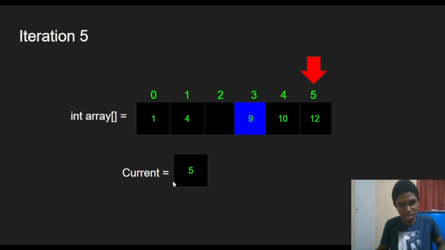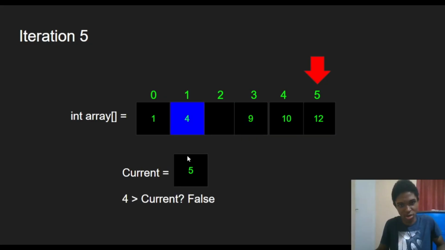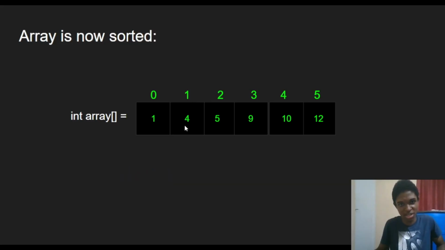So now guys, we still have one more value remaining, so we'll say is 4 greater than our current? False. So because that is false, we will stop our iteration. So we'll take whatever is in current and we'll place it within this empty slot or position. So now 5 is in that empty position. So now guys, our array is sorted. And that is how our insertion sort algorithm works.